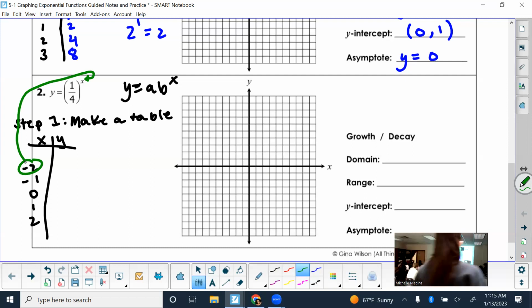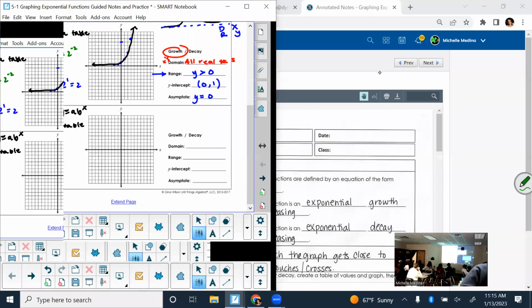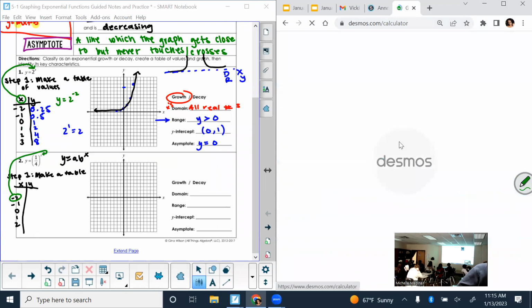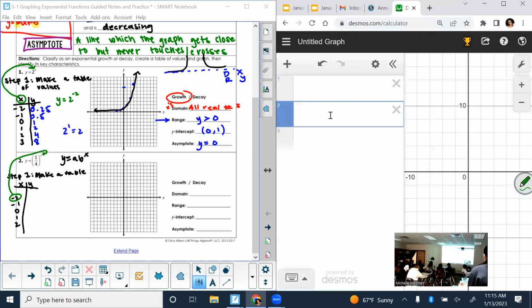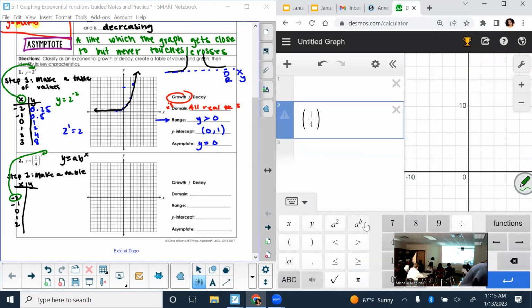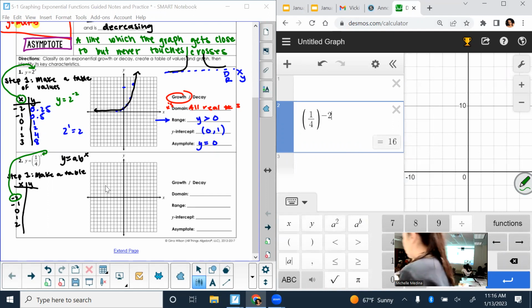Use a calculator. I don't know what 1/4 to the -2 power is, and I've been teaching the same class and using the same materials for like 4 years now. So pull up the calculator and do 1/4 in parentheses, just like how it is on your paper. The exponent button is this one, A to the B, and then you type in -2. So 1/4 to the -2 power is 16. Fill in the rest yourself.